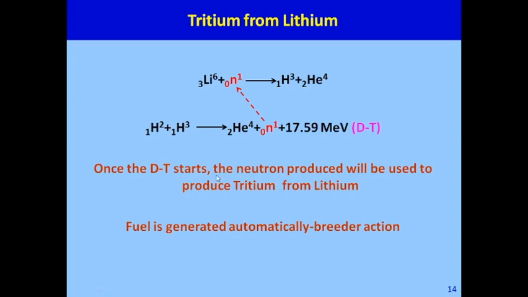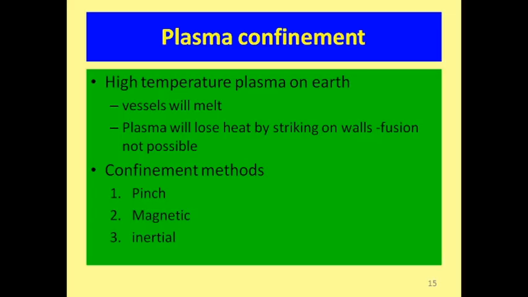So once the DT starts, the neutron produced will be used to produce tritium from lithium. So if you have a deuterium-tritium plasma covered in a lithium envelope, that lithium may regenerate tritium, and this reaction is possible. So fuel is generated automatically, and sometimes we have the concept of a breeder reactor. So this is some sort of a breeder action in fusion. Okay, so that's all regarding the fusion reactors.